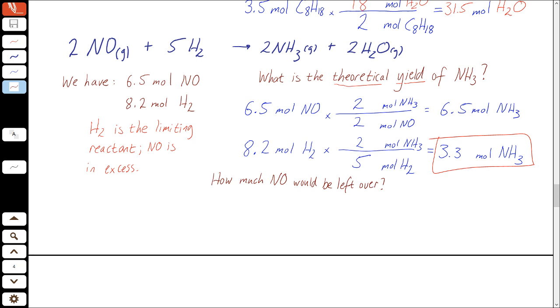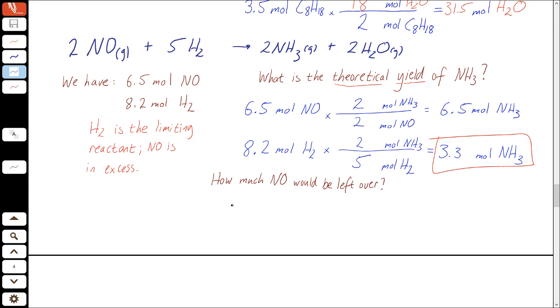So how'd you do this one? How can you figure out how much NO is left at the end? How much extra? What do we need to know first to figure out how much extra? How much is used, right? So that's what we can figure out using the same technique. We can look at how much is used by doing that same exact type of calculation, just with a different ratio.